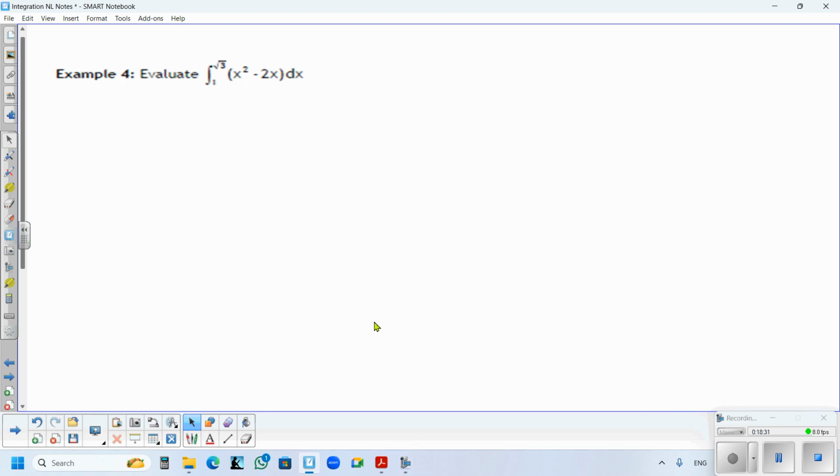Okay, next example in your notes. It's the integral from 1 to the square root of 3 of x squared minus 2x dx. Don't worry about root signs. We'll work them out when we get to substitution. So we want the integral basically of x squared minus 2x, and we're going to do the x's.